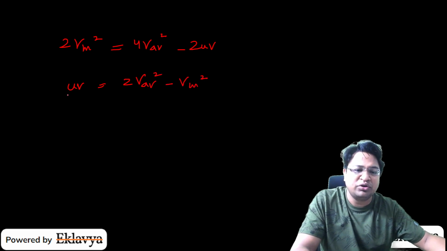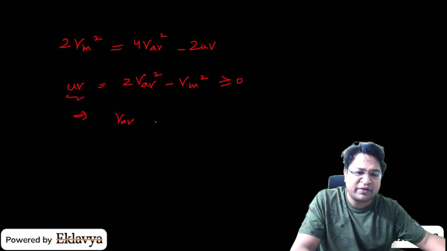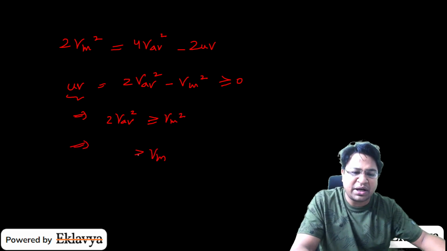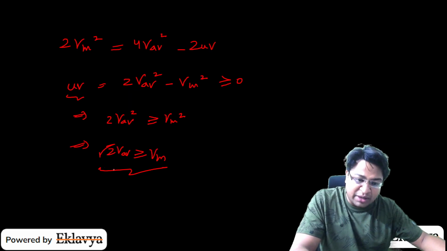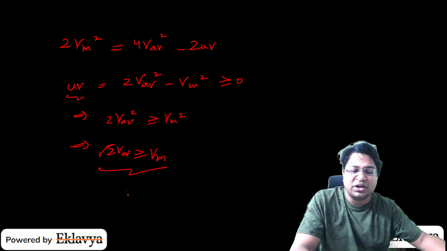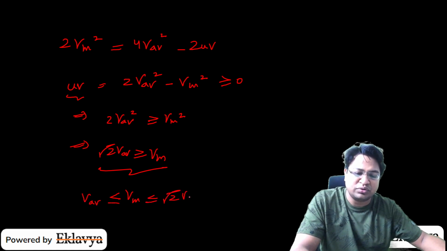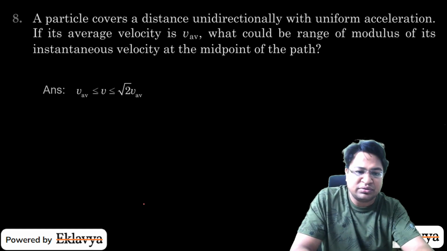Now UV will be greater than or equal to 0, so we get this condition, which means that Vm has to be less than or equal to root 2 times V average. So we have found a lower limit: Vm has to be greater than or equal to V average. We have found an upper limit: Vm has to be less than or equal to root 2 V average. So overall, Vm has to be greater than or equal to V average, and less than or equal to root 2 V average, which would be the answer to this question.